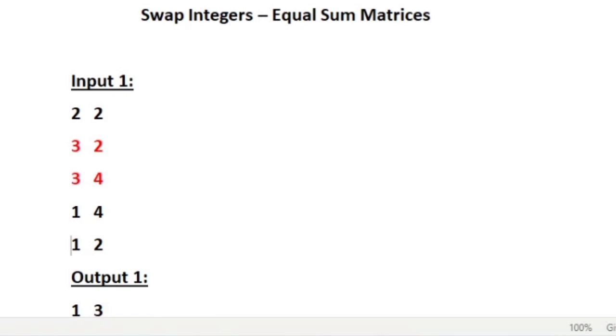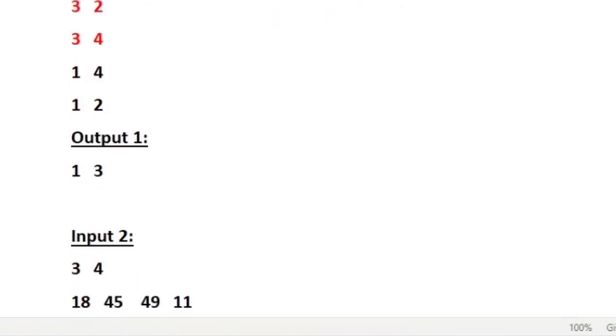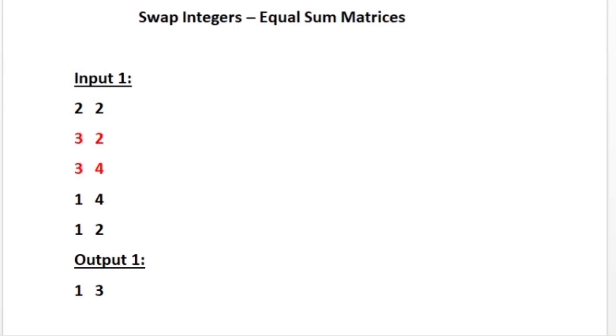So when the integers 3 and 1 are swapped, the sum of all the integers in both the matrices becomes the same. So in our output we print 1 3. Here we got the correct output while swapping the first integer itself. But we should check all the integers if we are not able to form two matrices in which the sums of all the integers are the same.